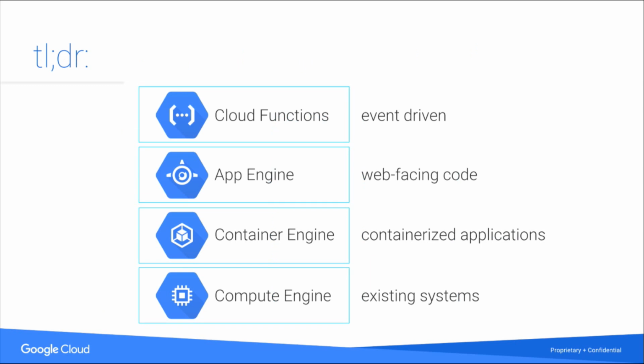So just to summarize: Cloud Functions is event driven, App Engine is for your web facing code, Container Engine is for containerized applications, and Compute is for the existing systems that you're already in. I think that's pretty much what I would like to convey today.